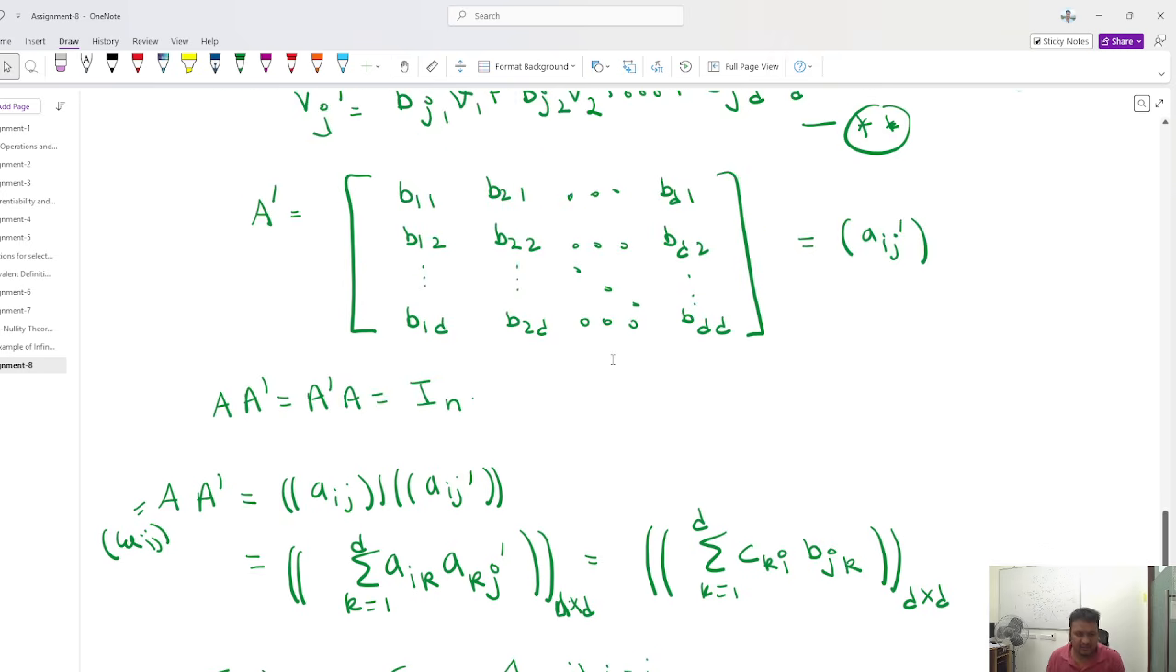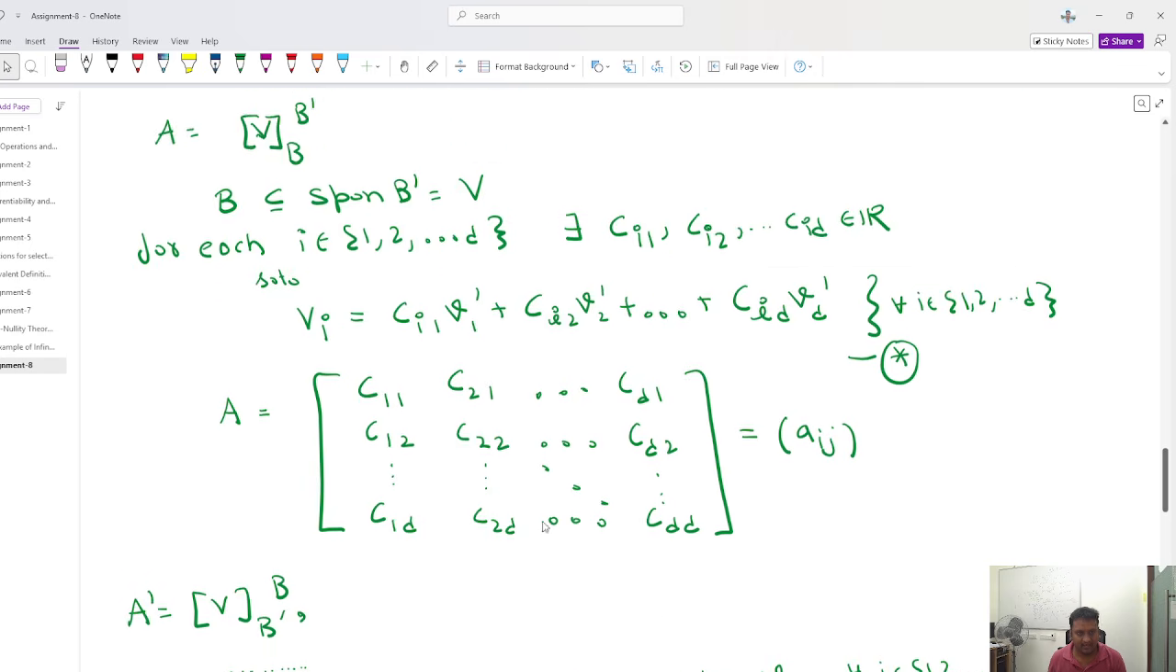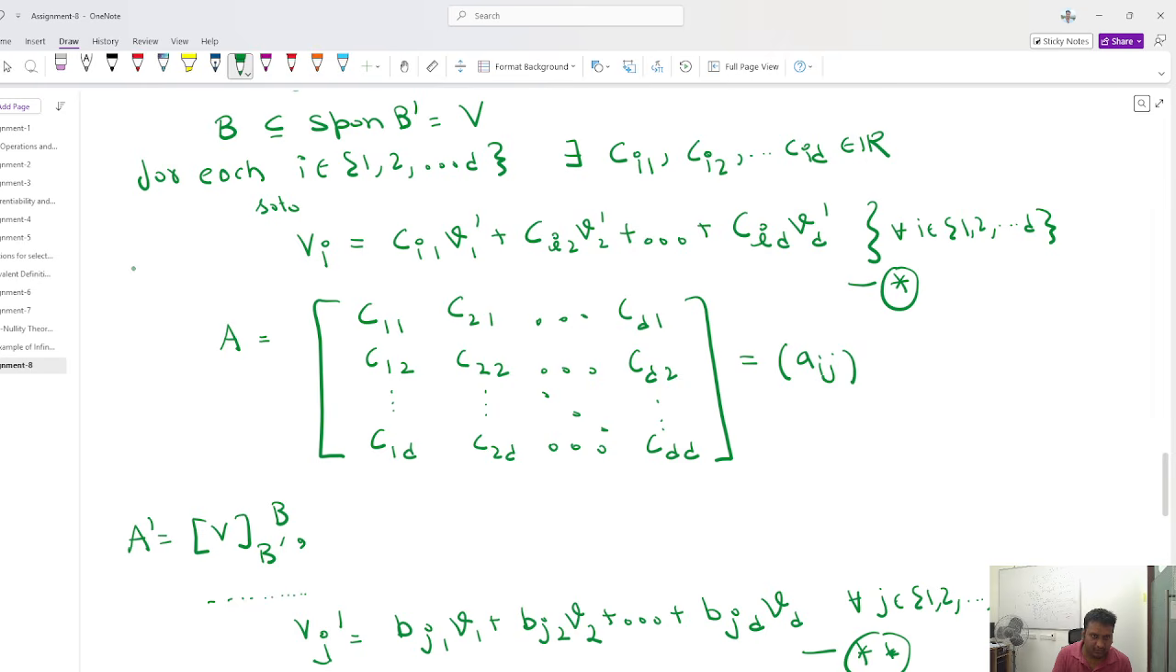Now let me just see if I have written AIK correct. So if it is AIK, ith row, kth column, say second row, third column.